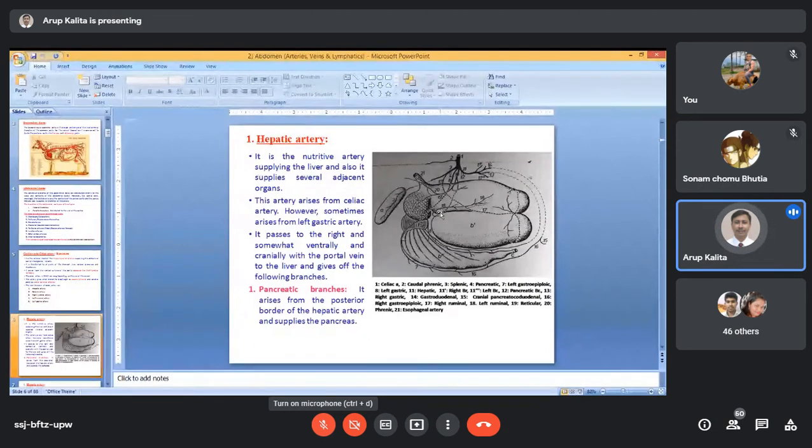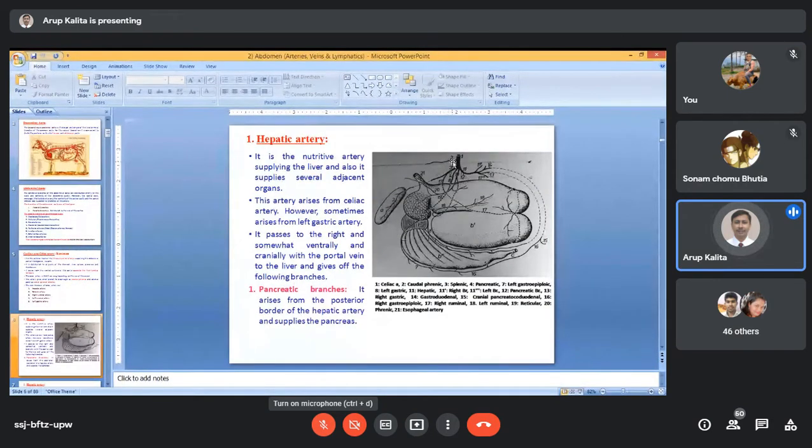Now this is the photograph. This is the stomach and this is the celiac artery. Number 1 is the celiac artery. So celiac, the first branch is the hepatic artery. Hepatic, number 11. You see, this is the hepatic artery. So the first branch is the hepatic artery.